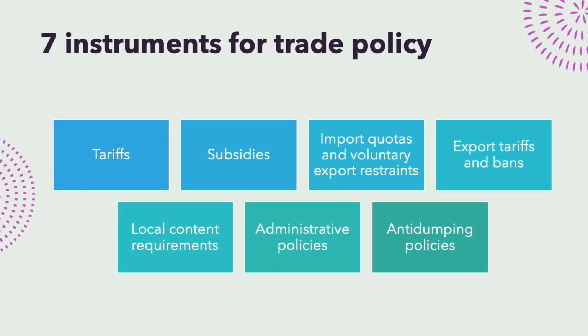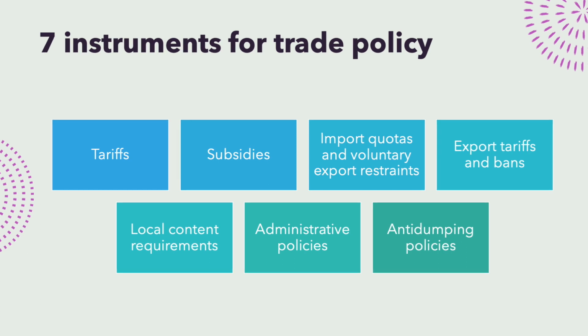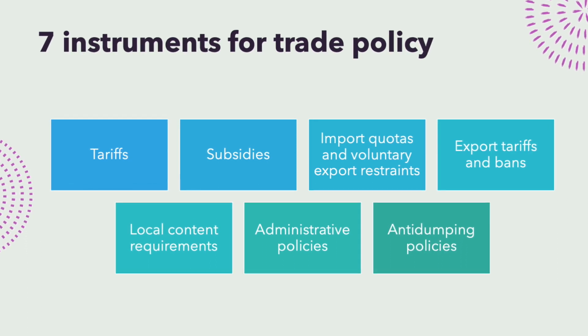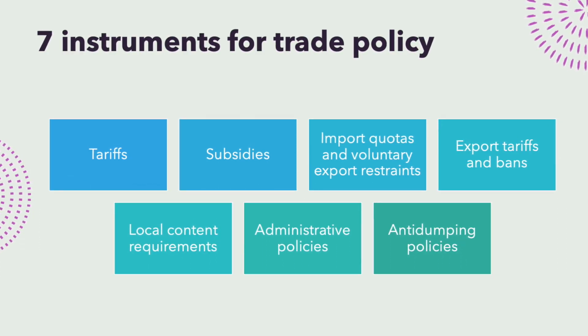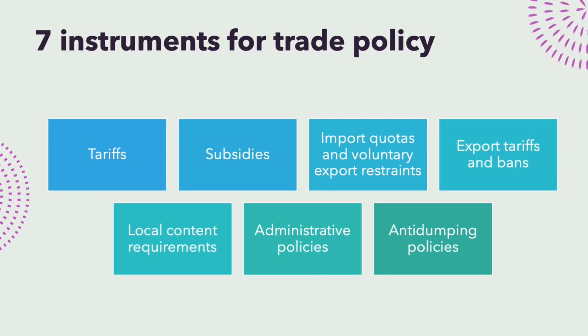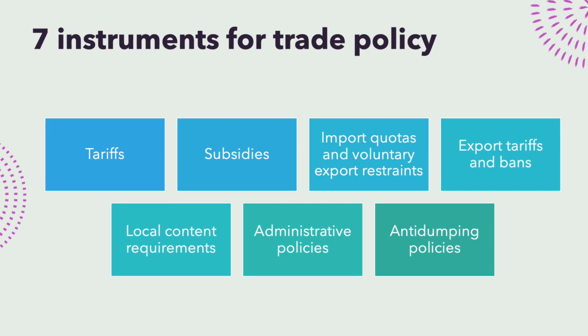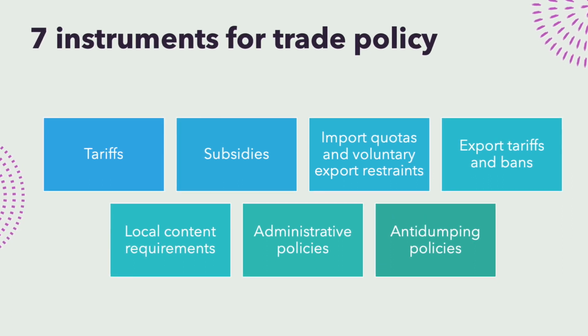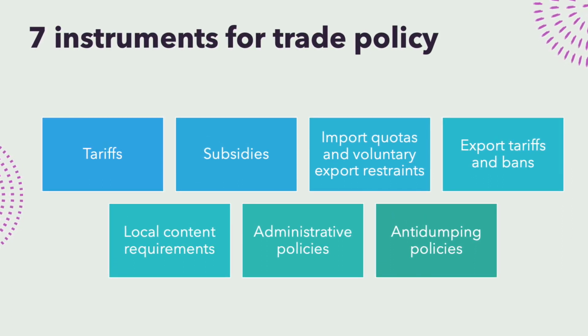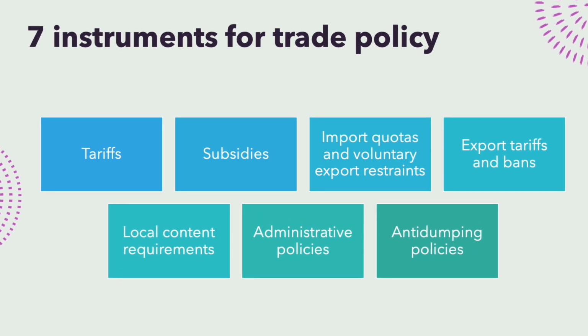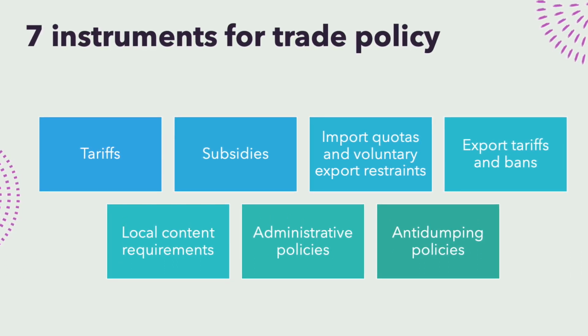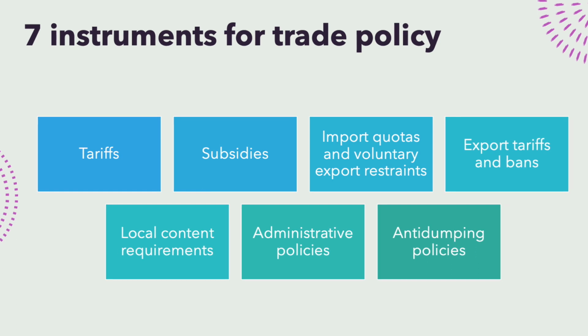Subsidies: a government payment towards a domestic producer. Import quotas and voluntary export restraints. An import quota is a restriction on the quantity of goods that can be imported into a country. A tariff quota is a mix of quota and tariff, where a lower tariff rate is applied to imports that are within the quota. A voluntary export restraint is a quota on trade imposed by the exporting country, usually the government.